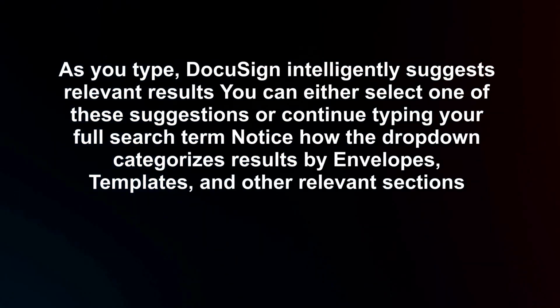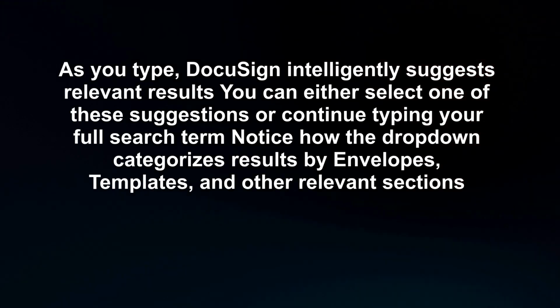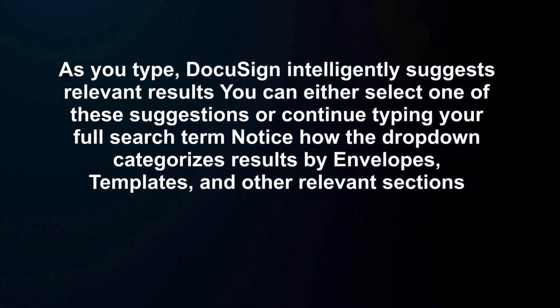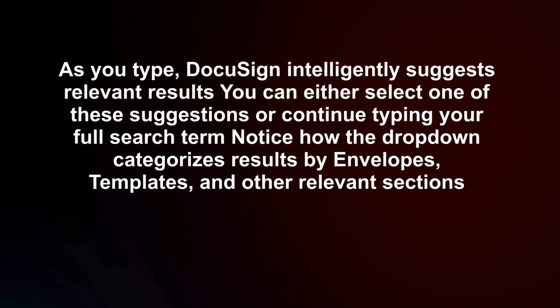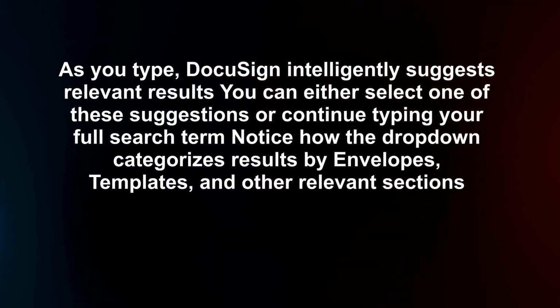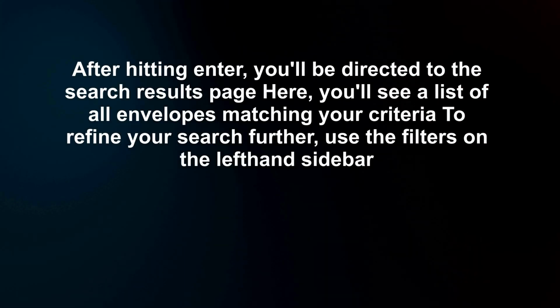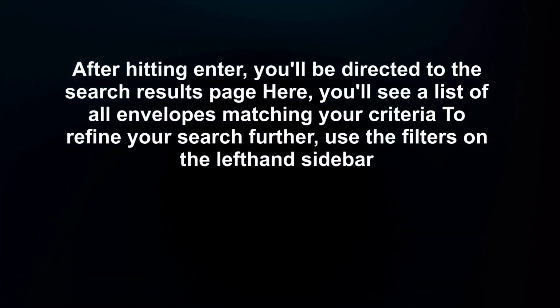As you type, Docusign intelligently suggests relevant results. You can either select one of these suggestions or continue typing your full search term. Notice how the drop-down categorizes results by envelopes, templates, and other relevant sections. After hitting enter, you'll be directed to the search results page.